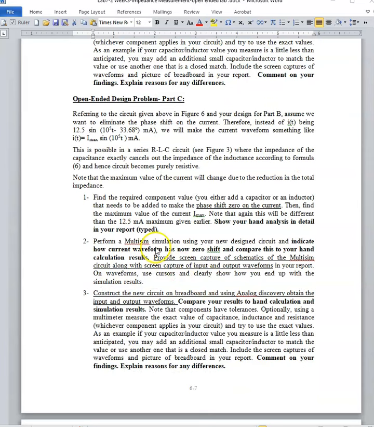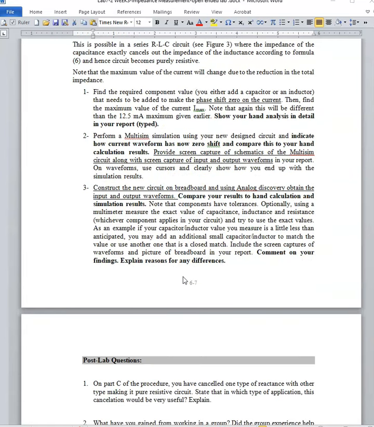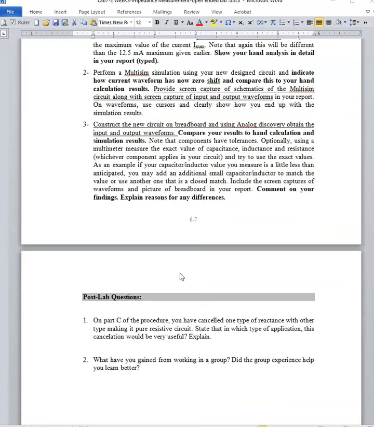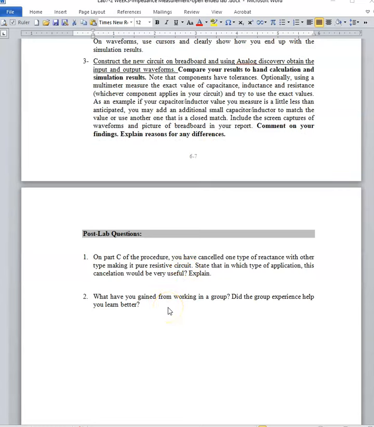Once you design the circuit, you're going to run Multisim and observe the phase shift. It should be 0 or very close. Then you do this on Analog Discovery and again compare your hand calculation and simulation results to the measurement values. Also make sure to answer what you have gained from working as a team. Did it help you learn better? And also make sure to answer this conceptual question.